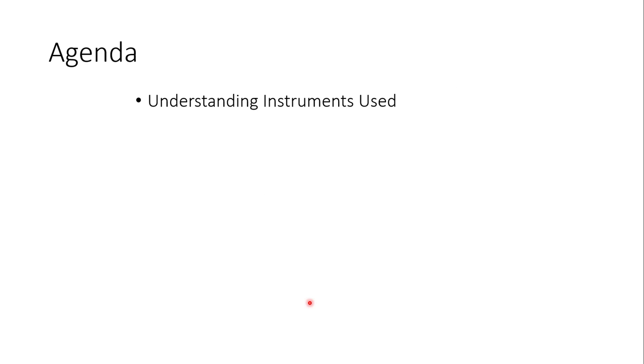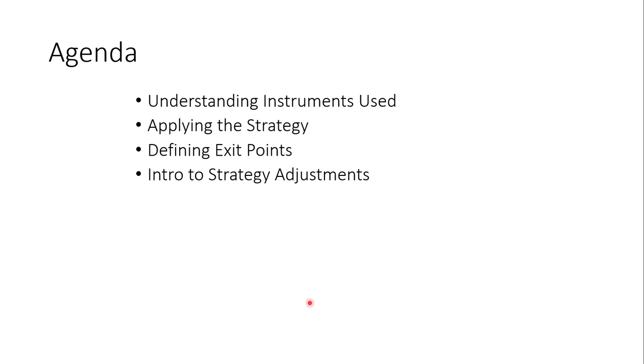All right, let's understand the instruments that we use. Well, we're going to use the put side. We're going to also talk about applying the strategy. Where would you put this strategy in your portfolio, i.e., where on the chart would you look to add this type of trade? We'll look at some exit points, and some strategies for adjusting this if things go wrong.